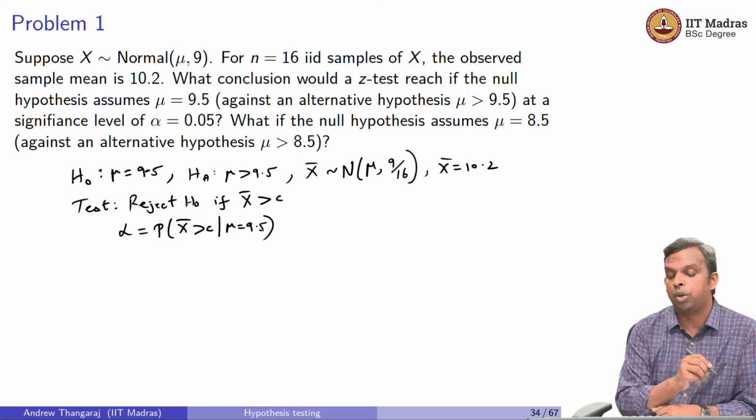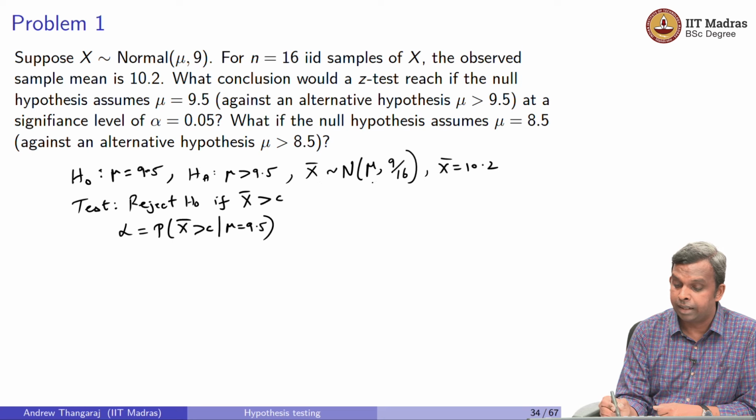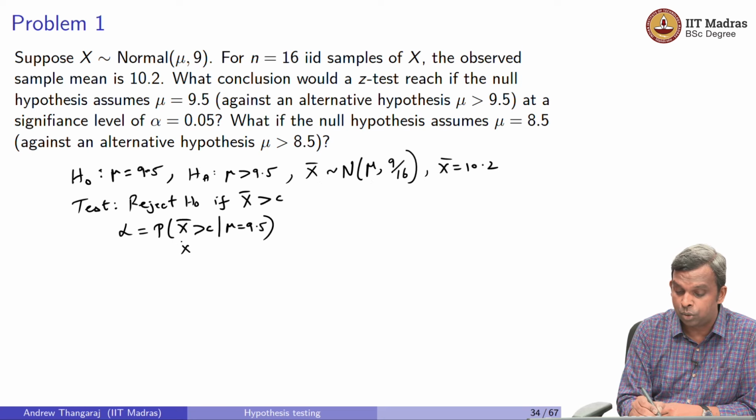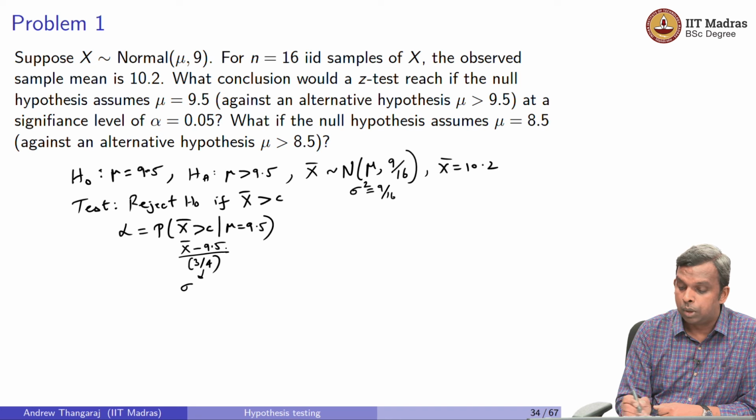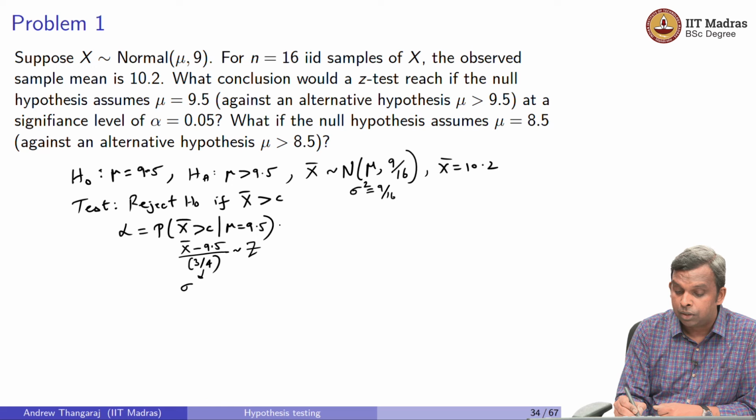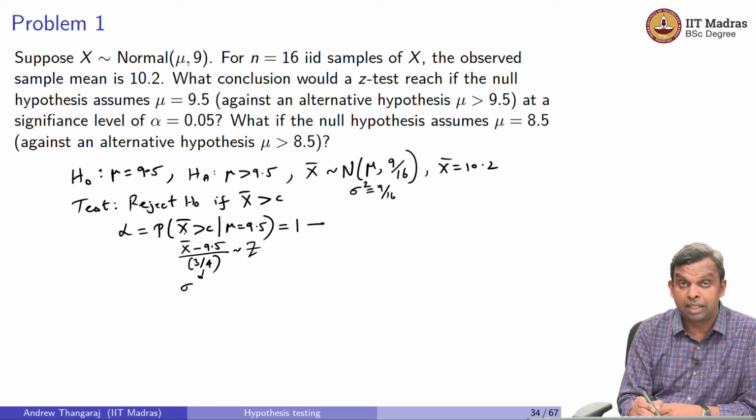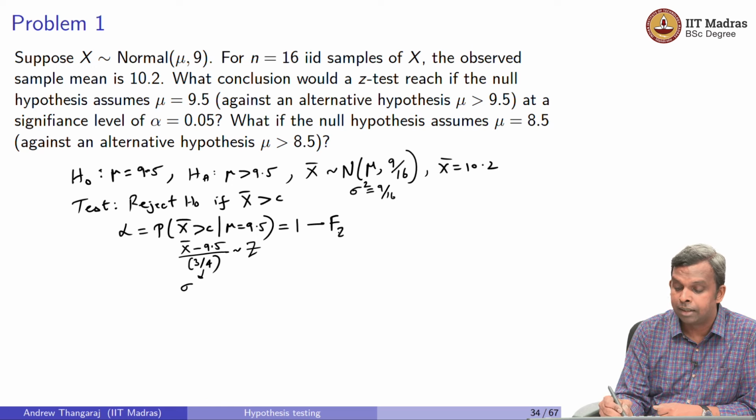Under that distribution, how will you reject H naught? In this case you know that x bar minus 9.5 divided by 3 by 4. What is 3 by 4? It's the square root of 9 by 16, okay? So sigma square is 9 by 16, so this guy is sigma, this guy is mu. So square root of that. This is the standard normal distribution. So this probability is going to be 1 minus, because this x bar is greater, right? So it's going to be 1 minus FC of c minus 9.5 by 3 by 4.